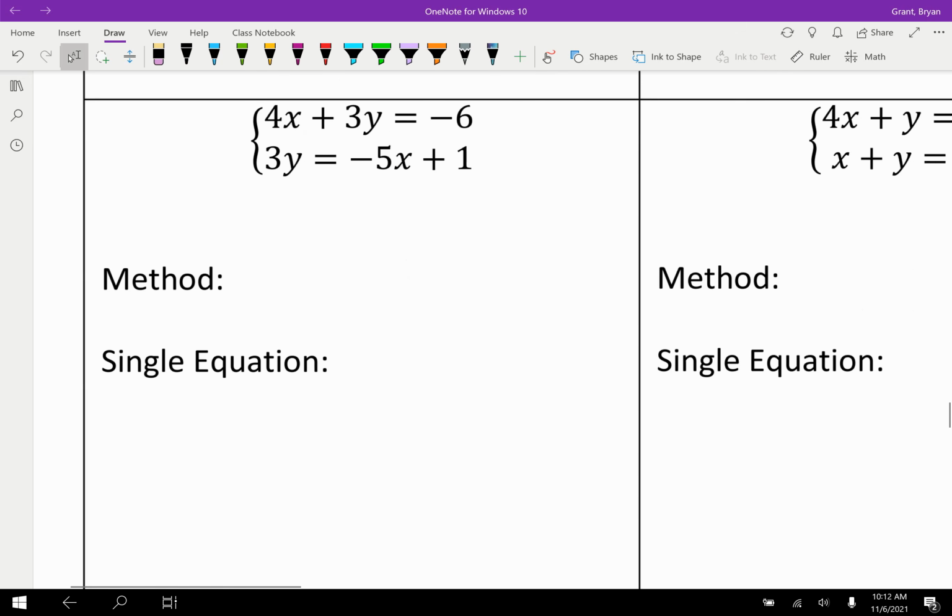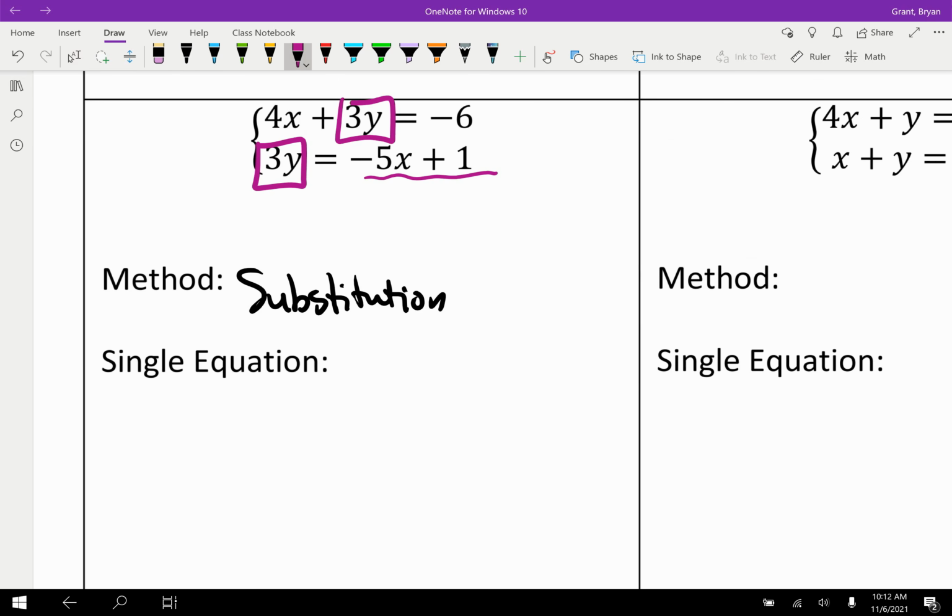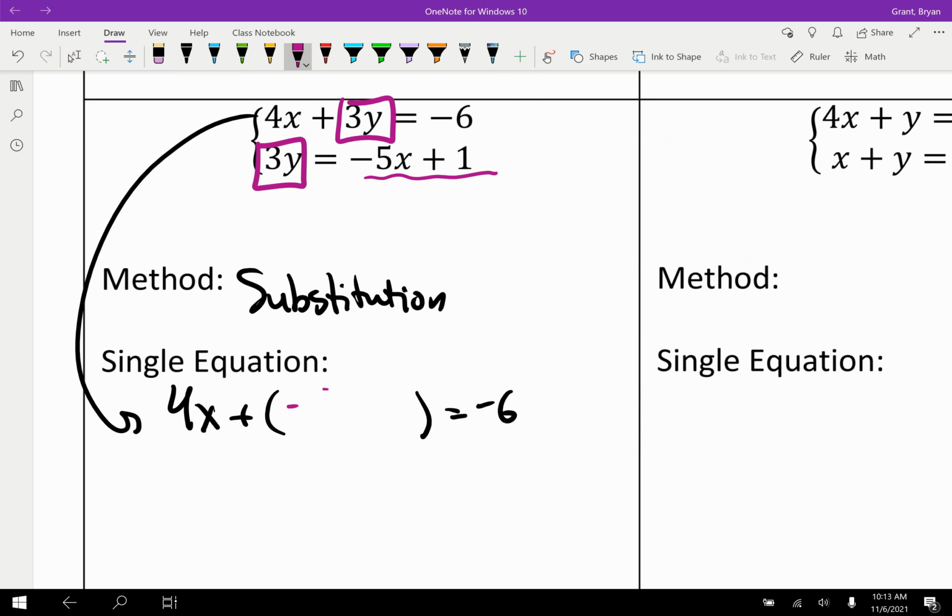All right. This guy, oh, I bet I can use my cool substitution trick here. Right? This is one that I briefly mentioned on the opener, and I think it's something cool to keep in mind. Notice that we have 3y isolated, and there's a 3y in the top equation. So 4x plus, and instead of 3y, I'm going to replace it with negative 5x plus 1, because 3y is equal to negative 5x plus 1. Now we have a single equation. You can put the invisible 1 here, distribute, and solve.